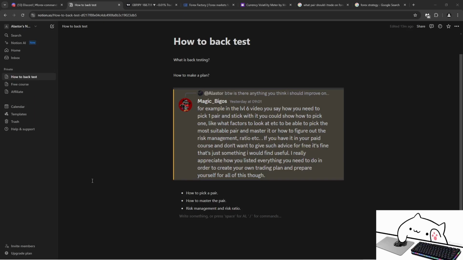So I've been asked by one of my members, for example, in the level 6 video, you say how you need to pick one pair and stick with it. You could show how to pick one, like what factors to look at, to be able to pick the most suitable pair and master it, or how to figure out the risk management or ratio. If you have it in your paid course, this bit you don't have to worry about, but basically the question is how to pick a pair, how to master that pair, and risk management and risk ratio.